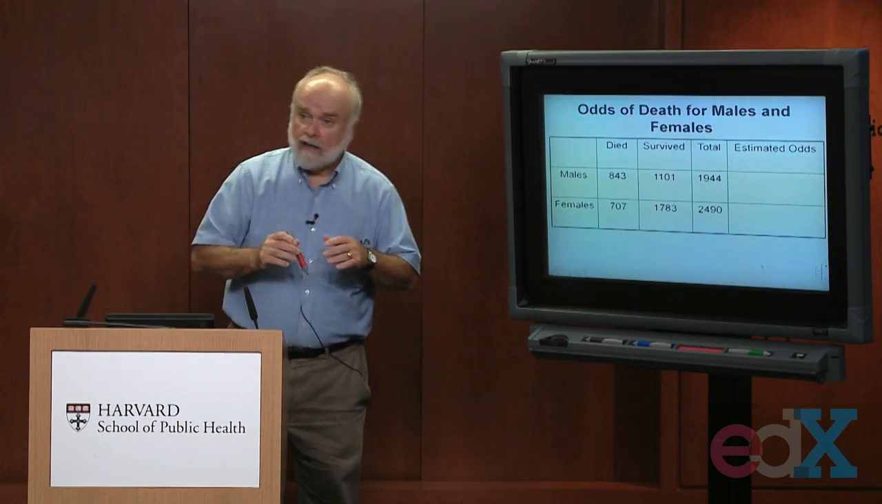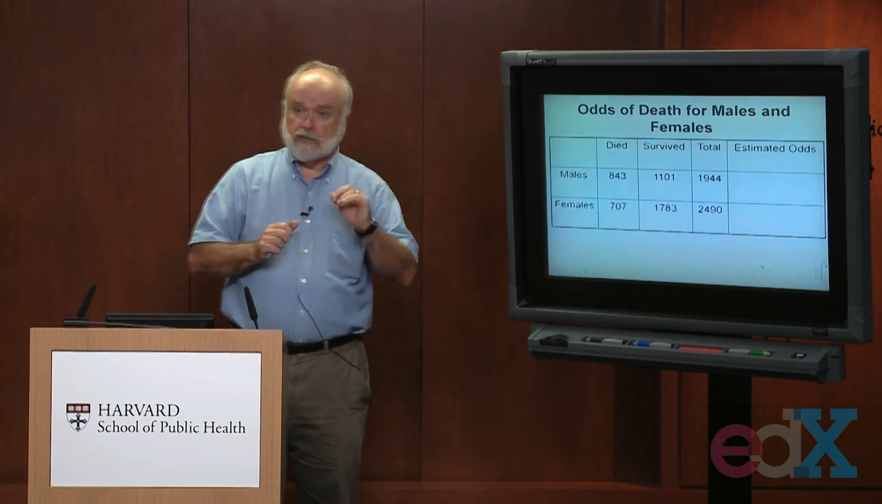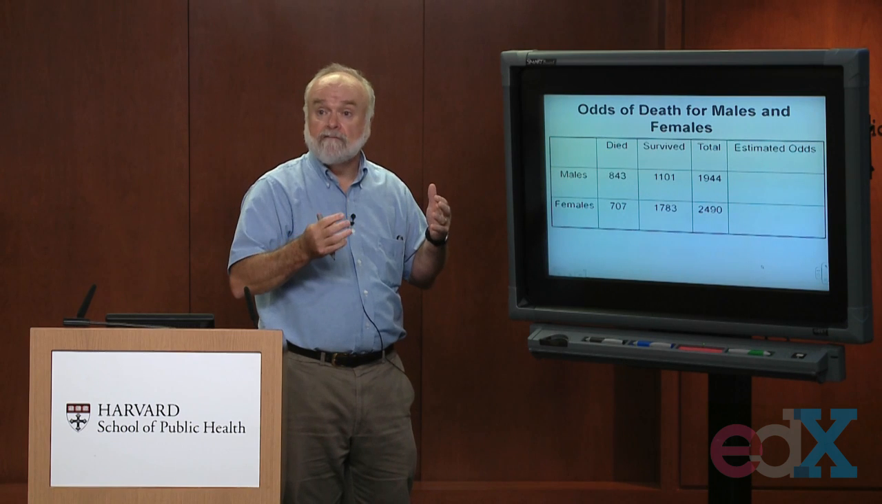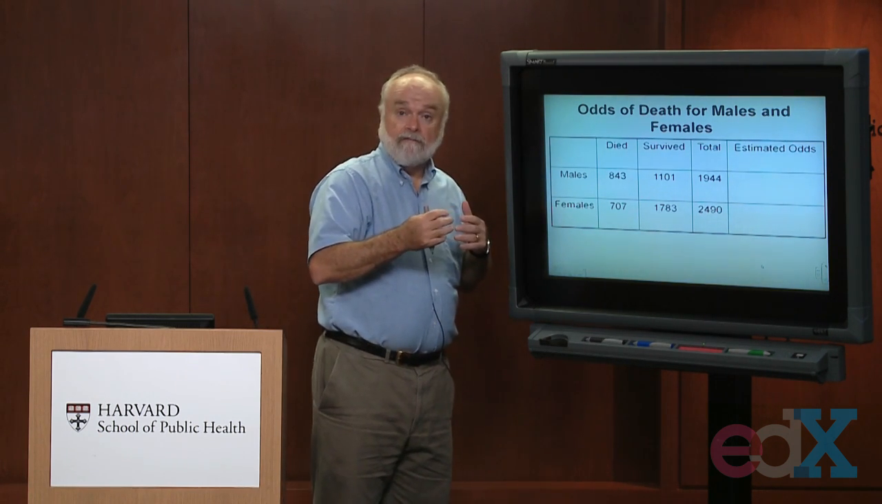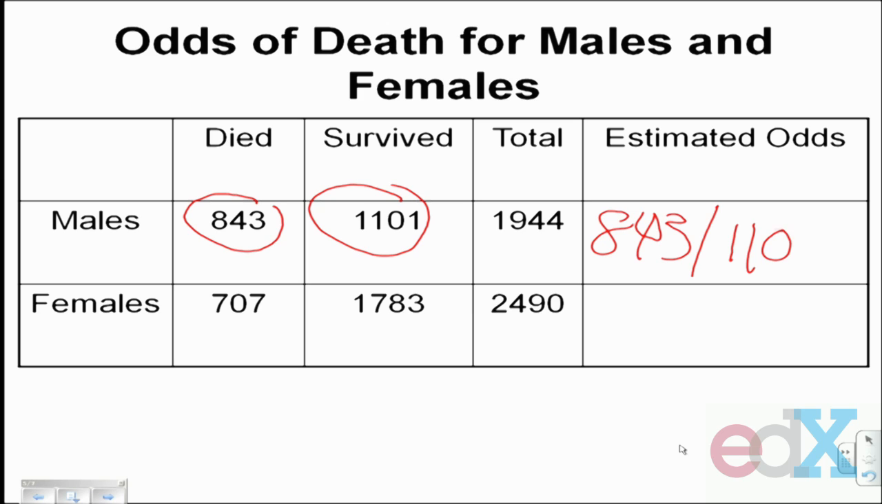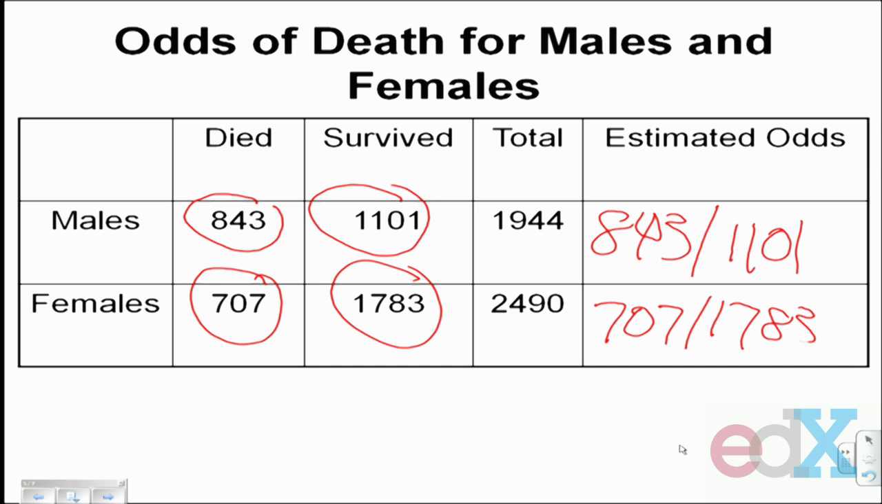Now, what if you wanted to measure odds? Because the last thing I asked you to do was measure the odds ratio in these data. Well, now we have to measure the odds of dying for men and the odds of dying for women. Among the 1,944 men, we had 843 deaths and 1,101 non-deaths. So the odds of dying would be 843 divided by the 1,101 non-deaths. For the women, we had 707 deaths, 1,783 non-deaths. Their odds of dying would be 707 divided by 1,783. Remember, odds are pot over non-pot, deaths over non-deaths.